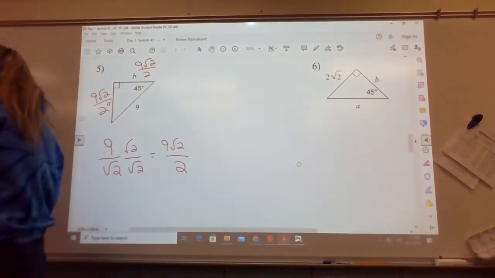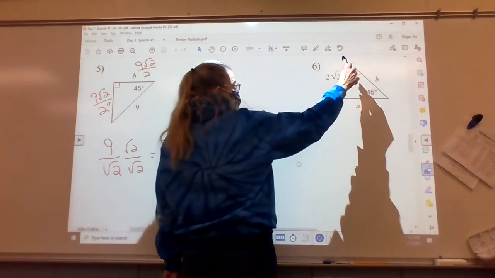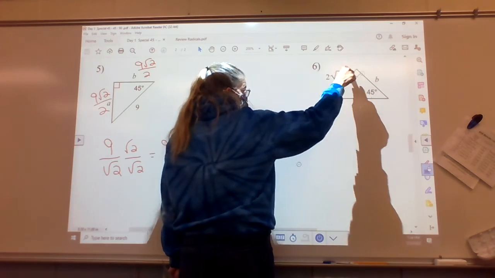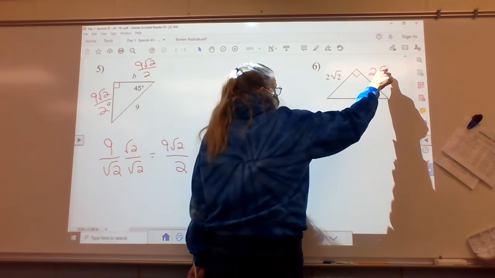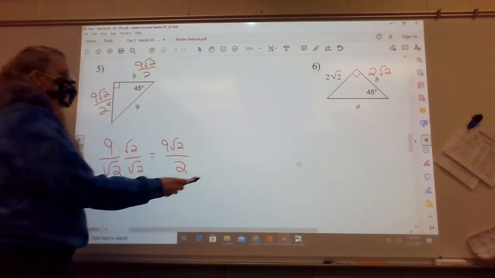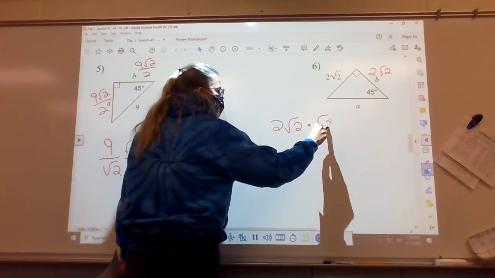So number 6, 2 radical 2 is in which position? It's a leg. And I know it's a leg because here's my 90. That must be the hypotenuse. So these must be legs. And I know the legs match. So that I just have to write down. Leg to hypotenuse, what do I do? Multiply by square root 2. Multiply by square root of 2. Radical, either one. Like I said, that word is interchangeable. So we're going to multiply by the square root of 2.